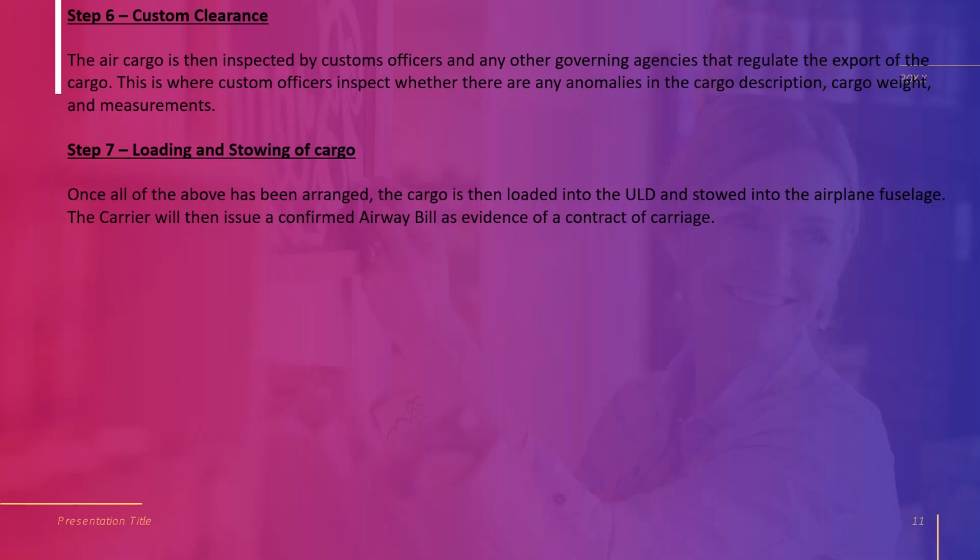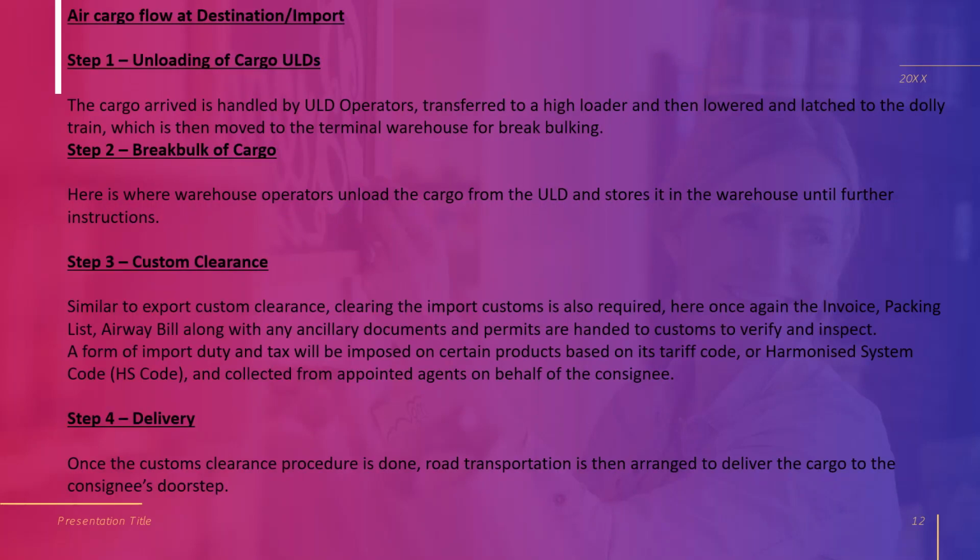Once all of the above is done, the cargo is then loaded onto the airplane. After that, the carrier will issue a confirmed airway bill as evidence of a contract of carriage. Next is the air cargo flow at the destination, the buyer's location. Okay, unloading of cargo. The cargo will arrive here.